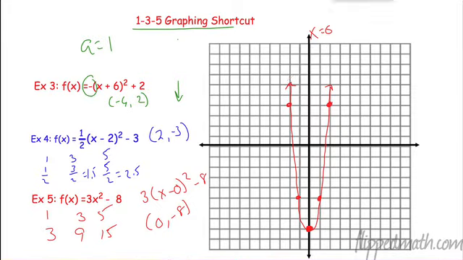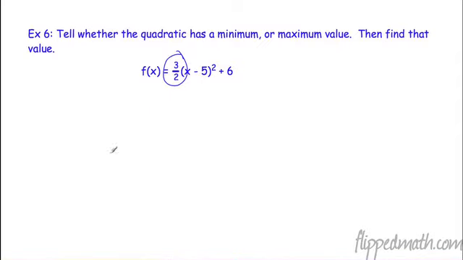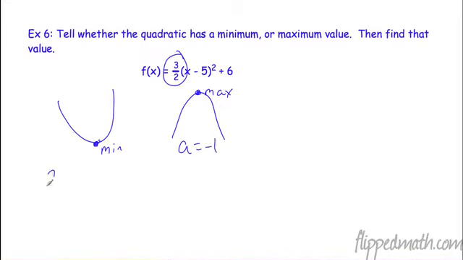Really great trick. All right, so now we're going to talk about minimums and maximums. Tell whether the quadratic has a minimum or a maximum, and then find the value. All right, so let's talk a little bit. This is A. A determines if it opens up or opens down, right? If it opens up, we have a minimum. That's our lowest point. It'll keep going high forever. If it opens down, we have a max. So if A is negative, like -1, it's going to be opening down. If A is positive, it opens up and we'll have a min.